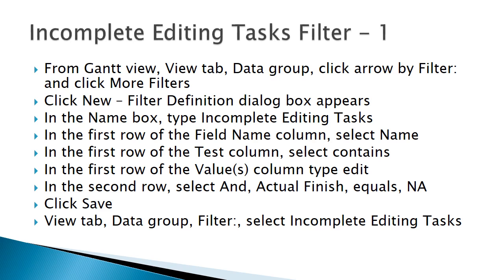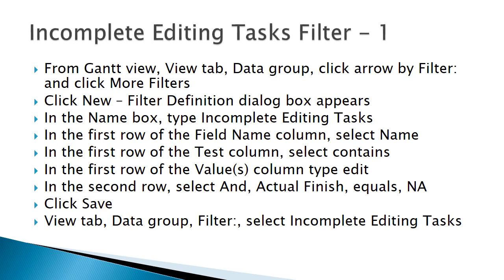Before we create our view, we need to create a custom filter that we'll use to identify incomplete editing tasks. The first part of the filter selects all tasks that contain the word edit. The second row of the filter only shows those containing edit and do not have an actual finish date yet.